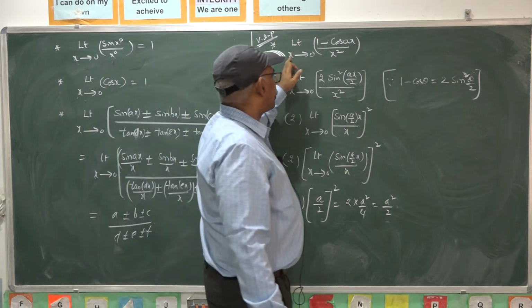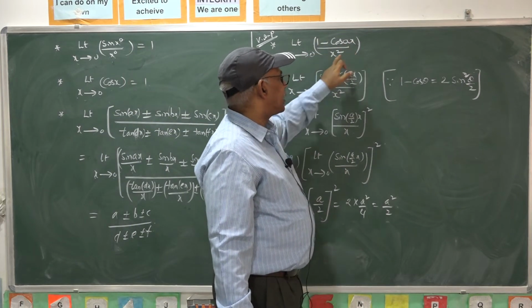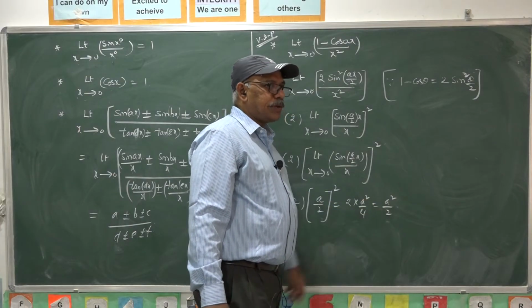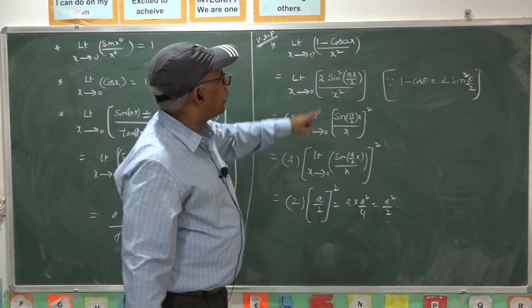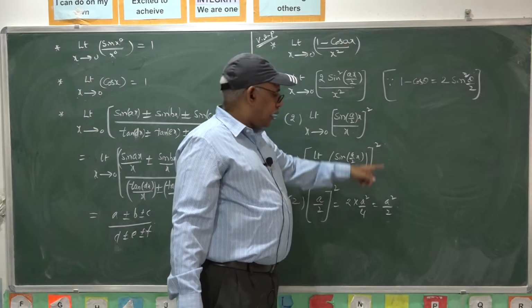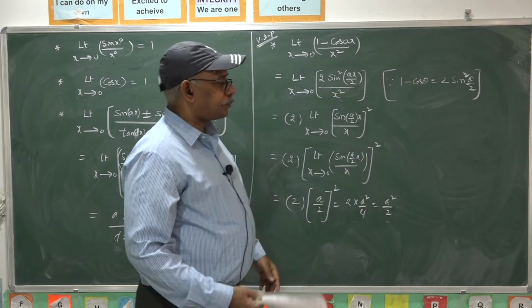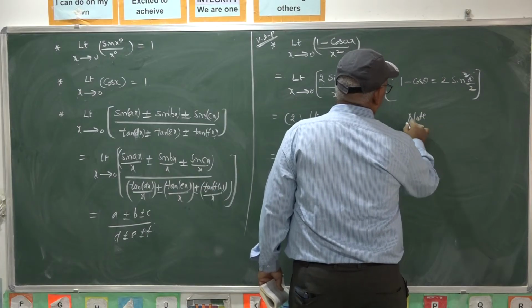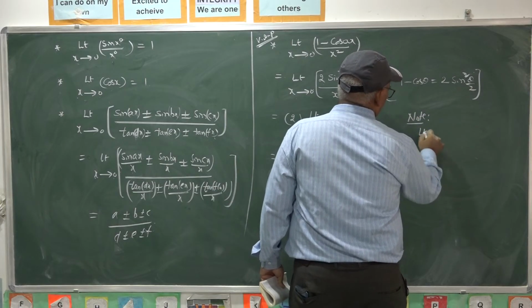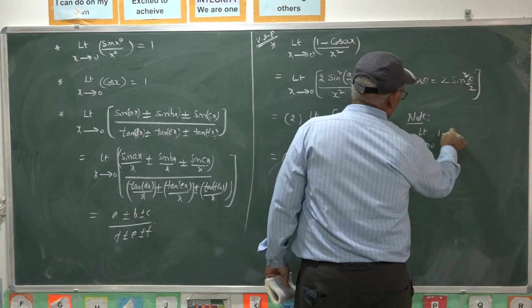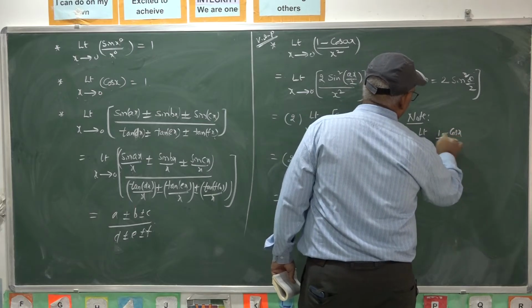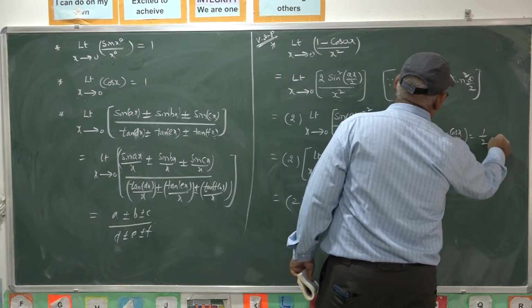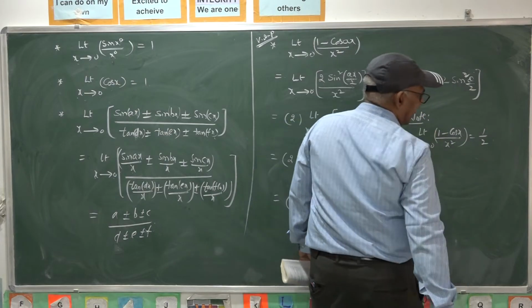Limit as x goes to 0, 1 minus cos ax by x square is always equal to a square by 2. In particular, taking a equal to 1, we get 1 by 2. That should be taken in note form. So, limit as x goes to 0, 1 minus cos x by x square is always equal to 1 by 2.